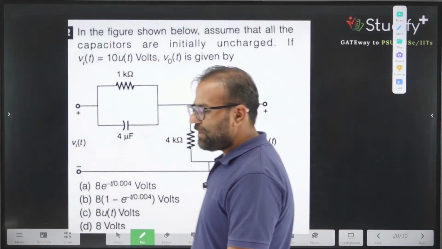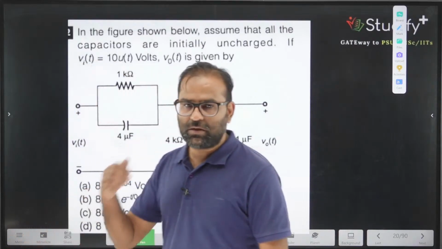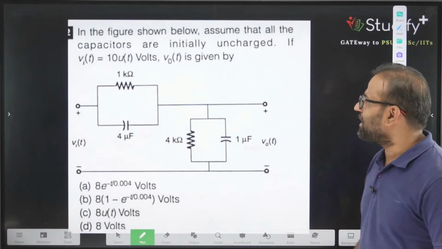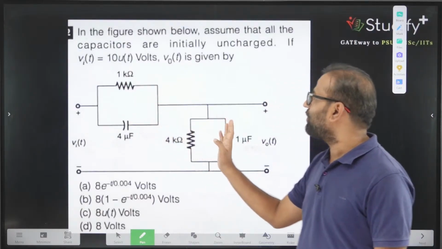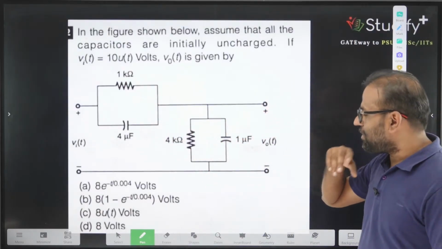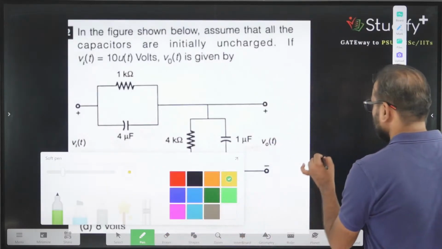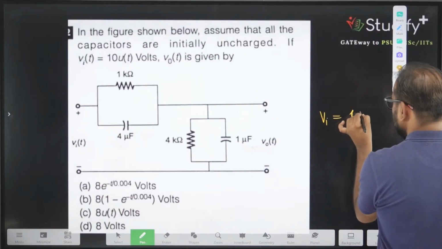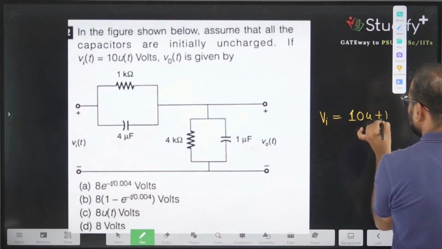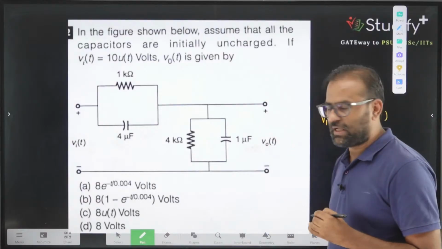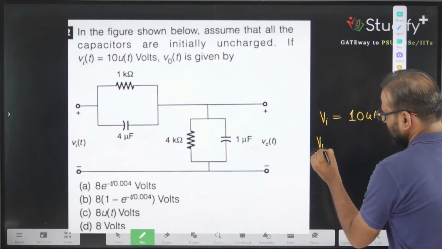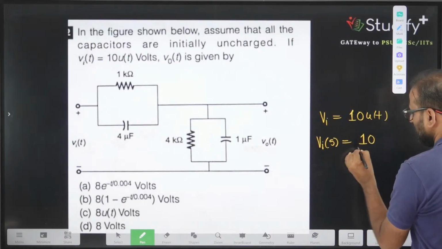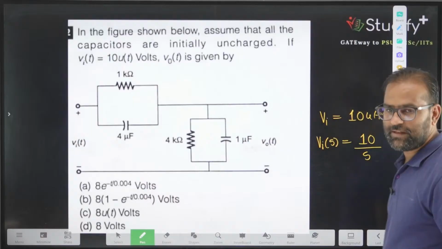Okay, we have one more question based on Laplace. The figure shown below, assume that all the capacitors are initially uncharged, which means there is no initial value on the capacitor. If Vi equals 10 times u(t), so from this circuit what is expected of us is the step response. So you can say Vi of s equals 10 divided by s. It is given.